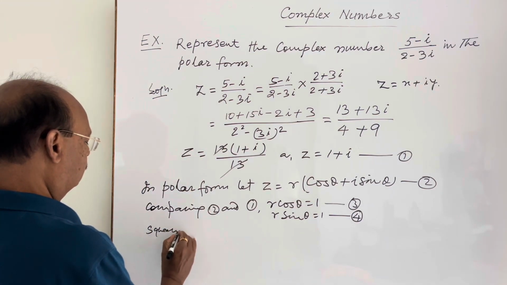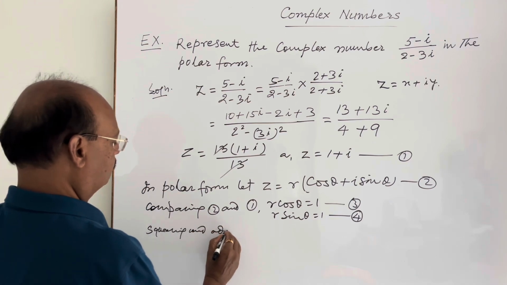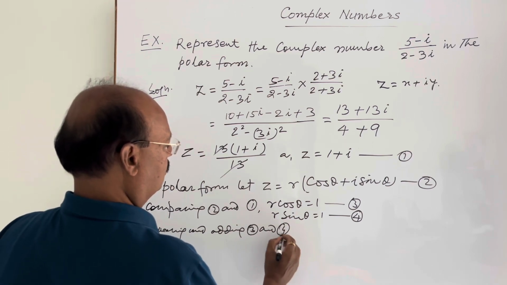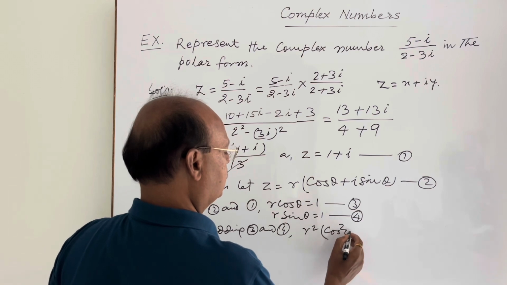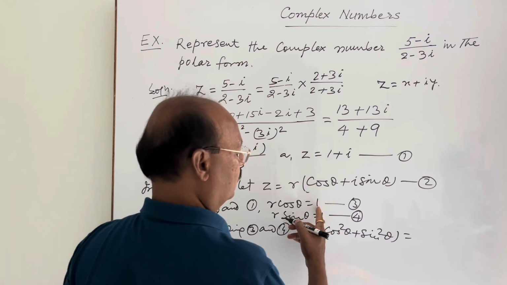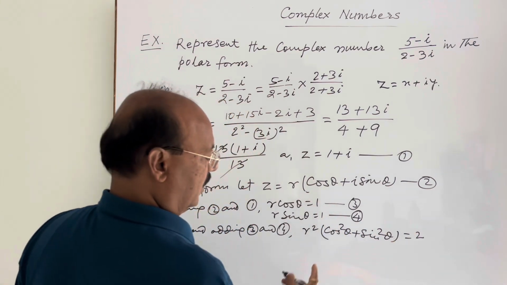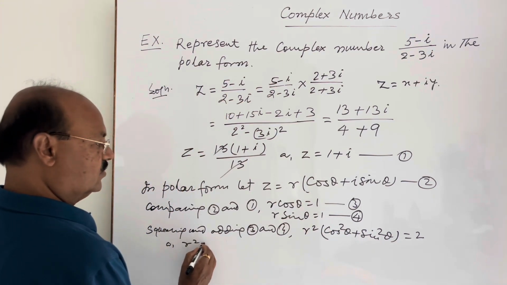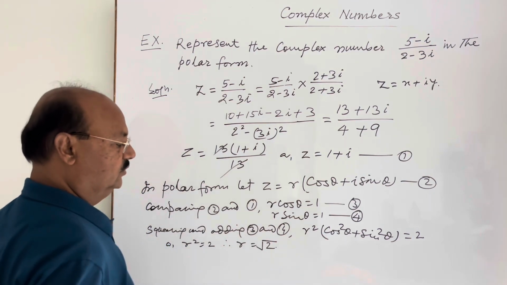Squaring and adding 3 and 4, we'll get r square common, (cos square theta + sin square theta), and then right hand side 1 square + 1 square, that is 2. Here cos square theta + sin square theta is equal to 1. So we are getting r square is equal to 2, and therefore r is equal to square root of 2.